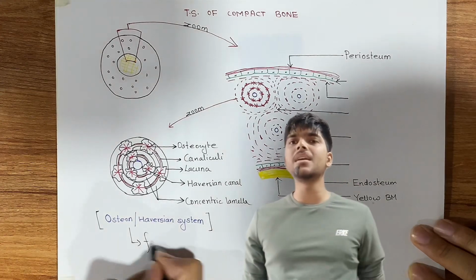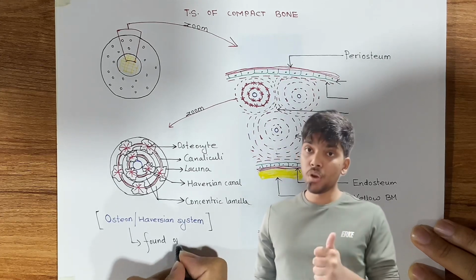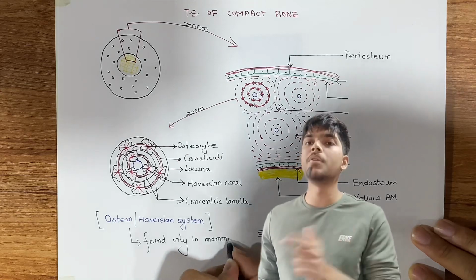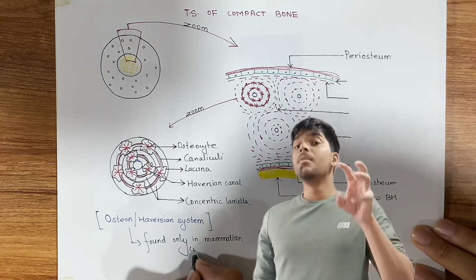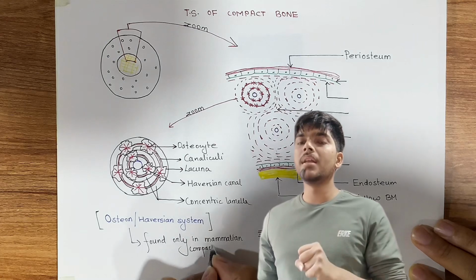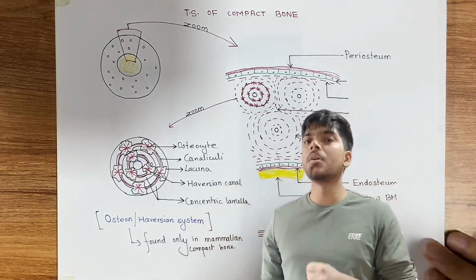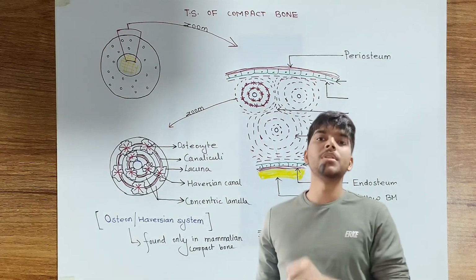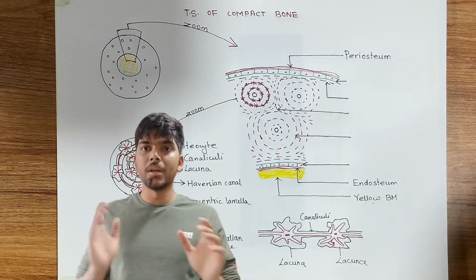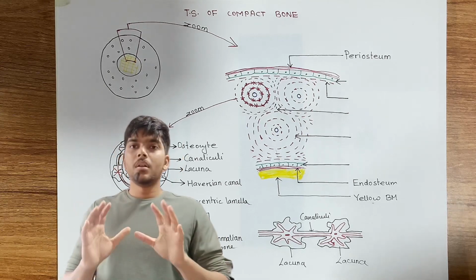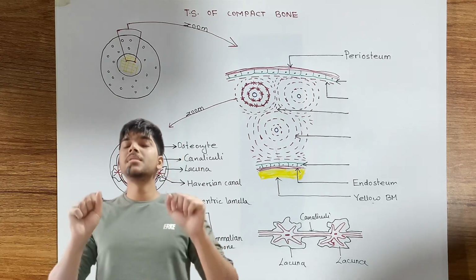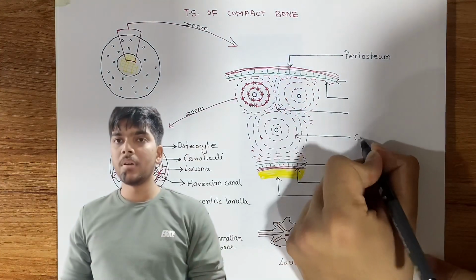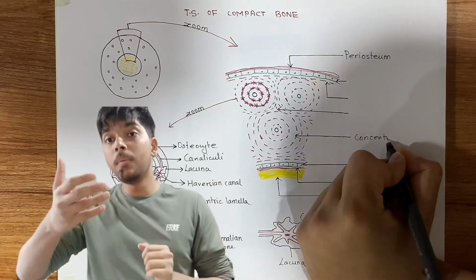It is a characteristic feature of compact bone, that is, osteon or Haversian system is only found in compact bone. It is not found in spongy bone. Even within compact bone, it is only found in the compact bone of mammals and not other vertebrates. So it is the characteristic feature of mammalian compact bone. Okay, so that's your Haversian system. Now, around the Haversian canal, you can see these concentric lamella under a normal microscope in the bony tissue of compact bone.